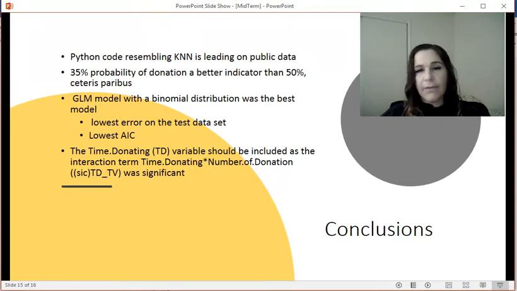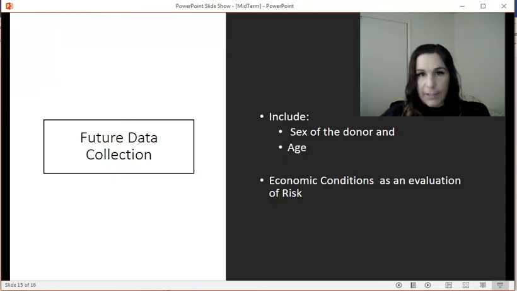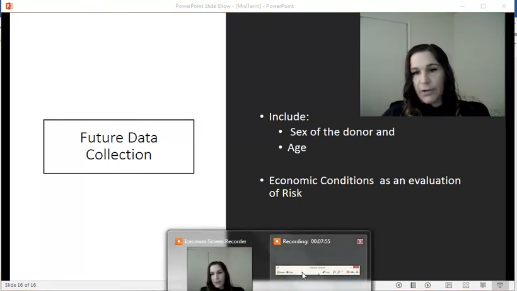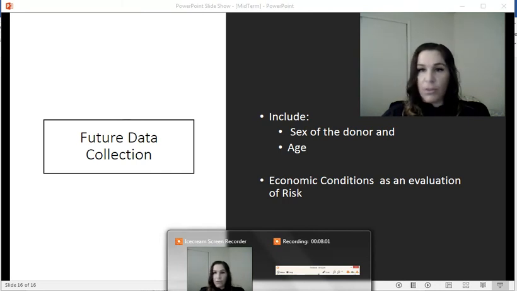The time donating variable should be included as the interaction term time donating by number of donations, which was mislabeled as time donating times total volume. That factor was significant. And for future data collection, we suggest including sex of the donor and age, as well as economic conditions as an evaluation of risk.